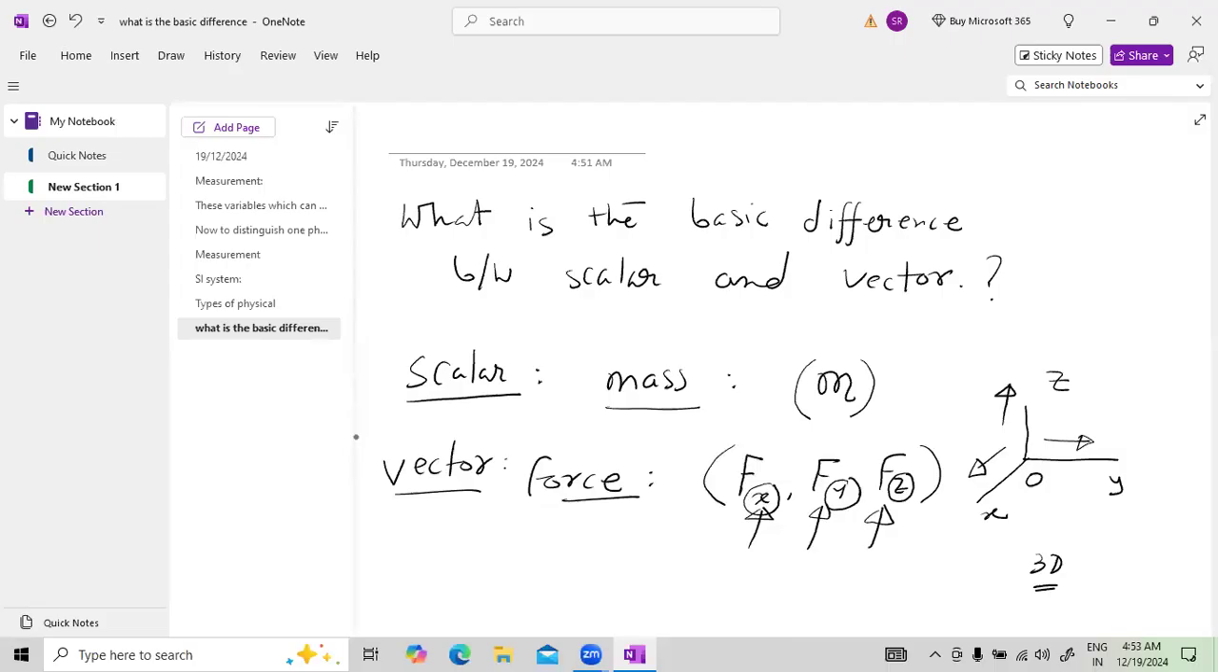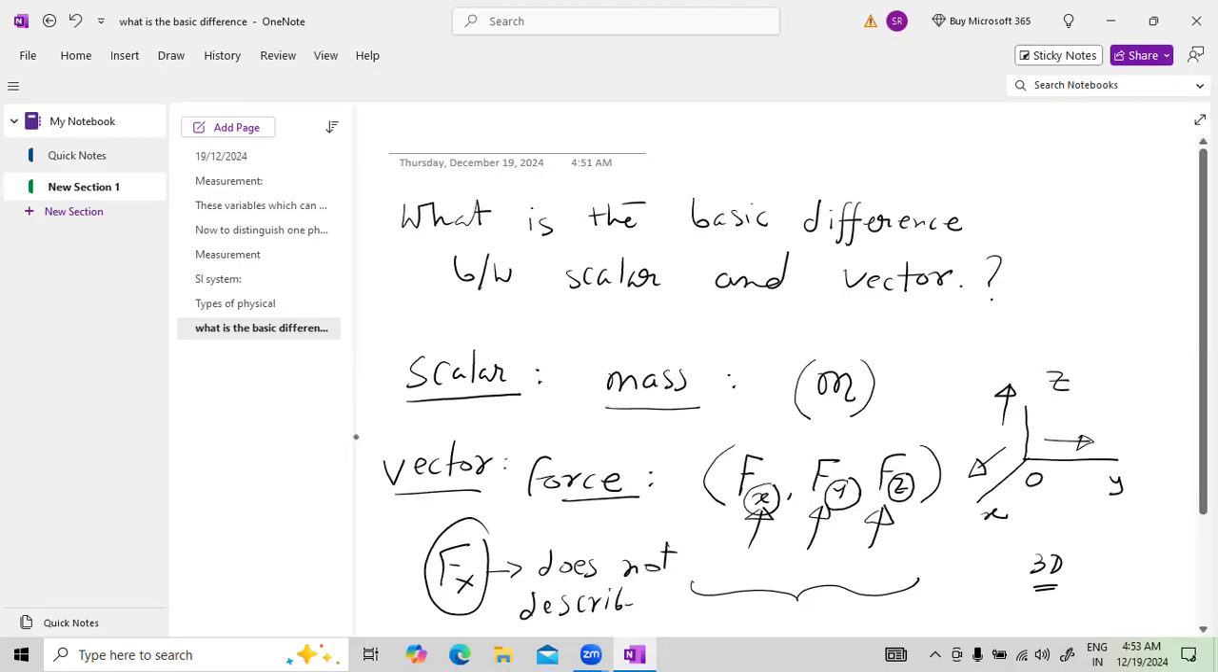When we describe the force, we need to have a set of these three variables. Otherwise, if we described a force by a single fx, this does not describe the force.